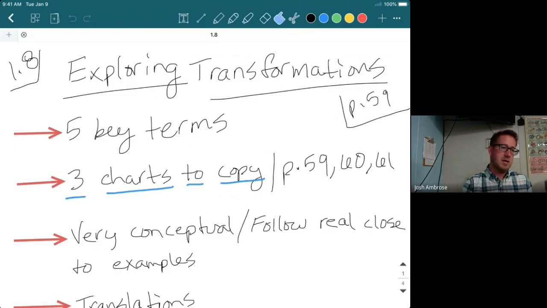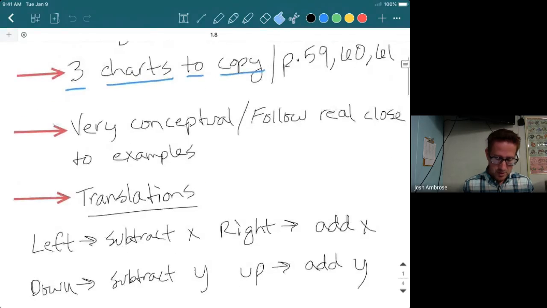All right, so section 8, exploring transformations, page 59. You guys can see right there are 5 key terms. So you got to make sure that you find all key terms. They're always listed on the first page, 59, but then you got to find them throughout the section. They're highlighted in yellow. Key parts, 3 charts. Those are really, really important for you guys to understand. Copy those down, get those into your notes.